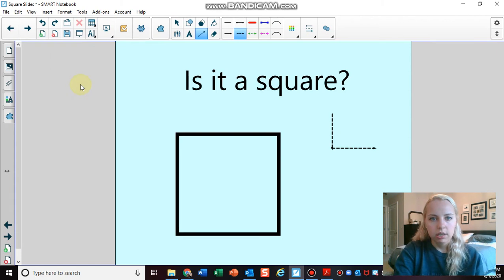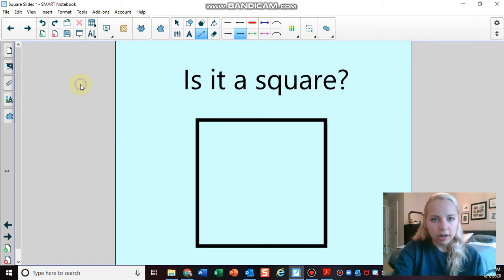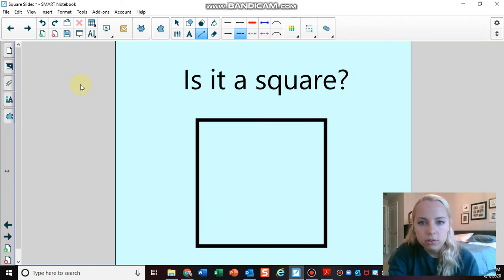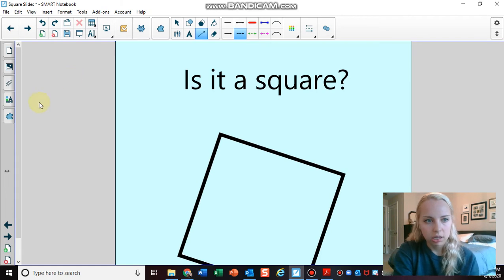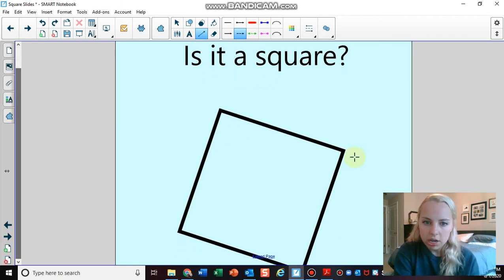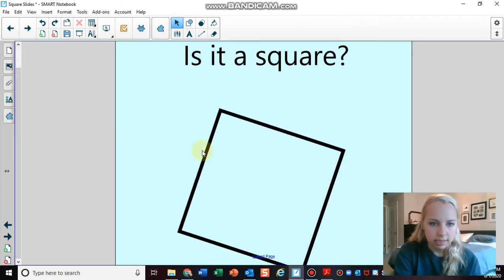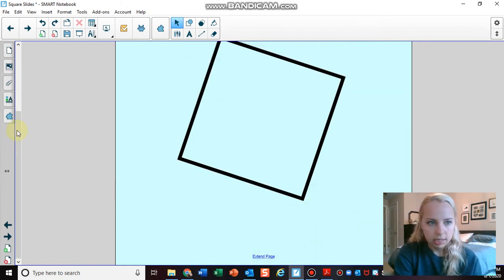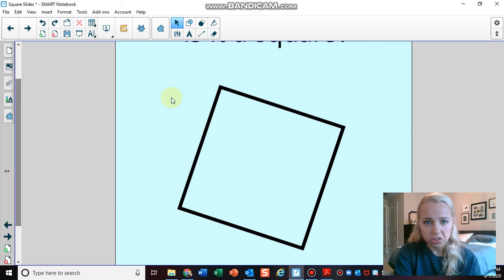Okay, moving on. Is this a square? Yes, all of the sides are equal and all of the angles are right angles. Now this one, remember, is tricky. You're going to want to say diamond, but this is not a diamond. This is a square. Okay? This is a square. It's just turned on its side.